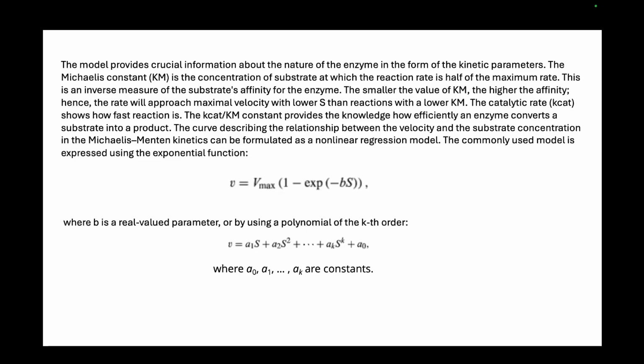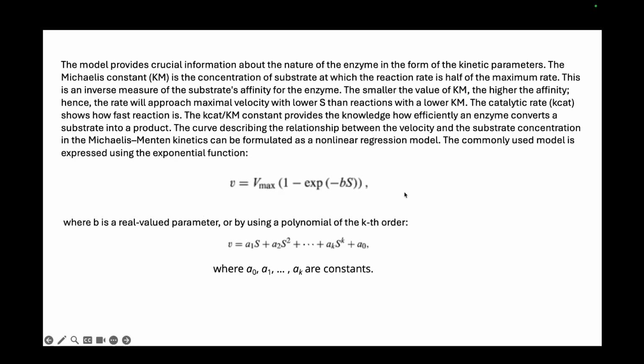The smaller the value of Km, the higher is the affinity. The rate will approach maximum velocity with lower S in reactions with a lower Km. The curve describing the relationship between the velocity and the substrate concentration in the Michaelis-Menten kinetics can be formulated as a non-linear regression model as well. So as a regression model, it can be formulated, and this is the exponential version of that model.